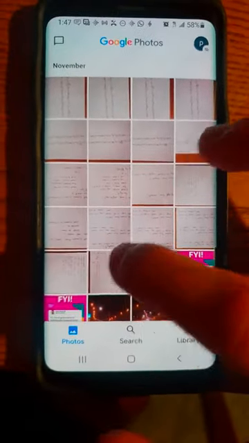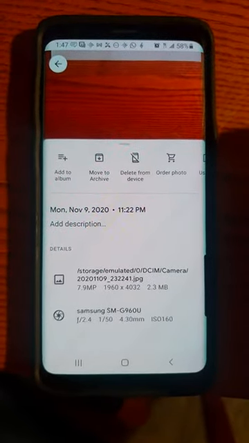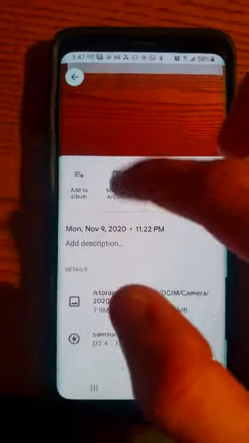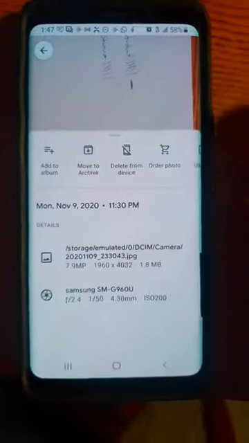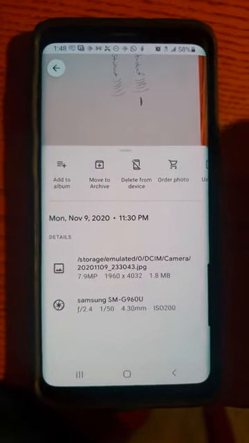There's 18 photos here. The first one was taken at 11:22 p.m. Warsaw time, which is 5:22 p.m. in New Jersey or Eastern time. The final photo was taken at 11:30 p.m. Warsaw time, and that's 5:30 p.m. in New Jersey.